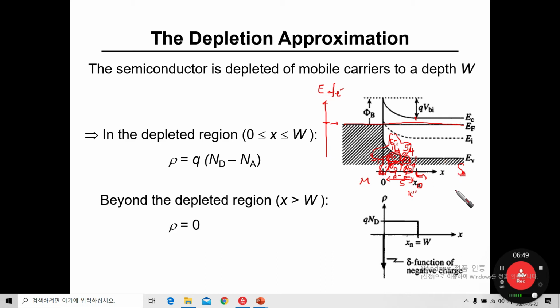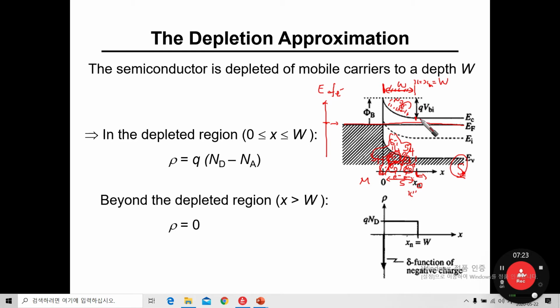So as shown in this energy band diagram, from the interface down to x of xn, that is defined as W. W is defined as the depletion width of this depletion layer. So the depletion approximation says that the semiconductor part is depleted of electrons in the case of n-type. Here, no electrons are available in this conduction band edge, to a depth of W.